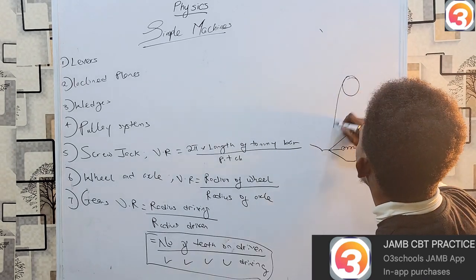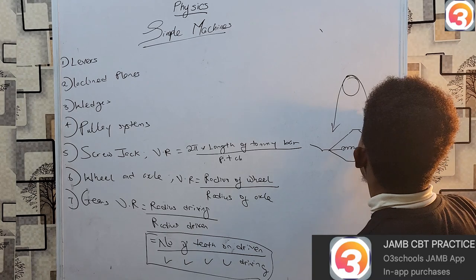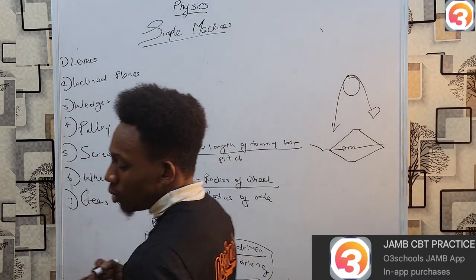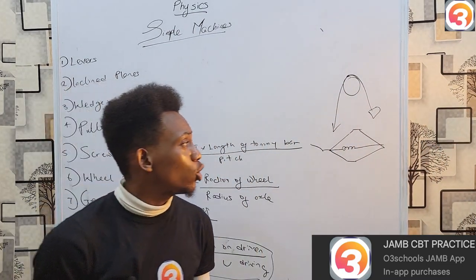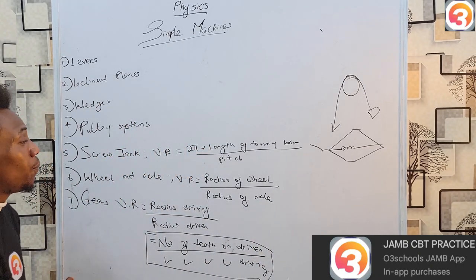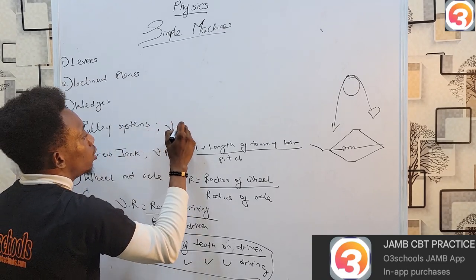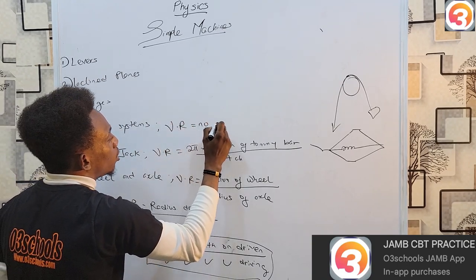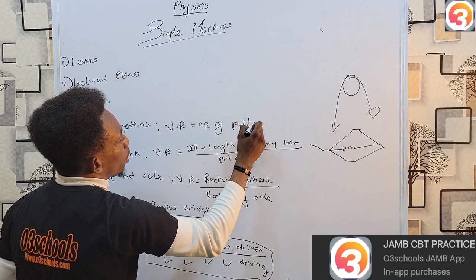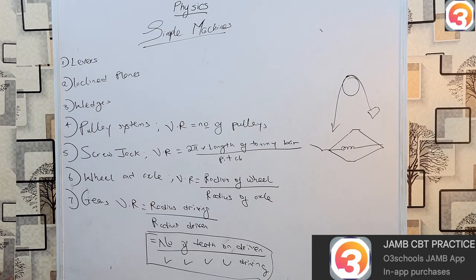Simply a circle with a rope on one end, which you apply a force on, and your load can be here. Now, in the block and tackle systems, they try to make use of more than one pulley, usually tied together in different ways. Now, for a pulley system, you don't have to solve when getting the VR. Your VR simply becomes the number of pulleys. No calculation necessary. And that will take us to wedges.